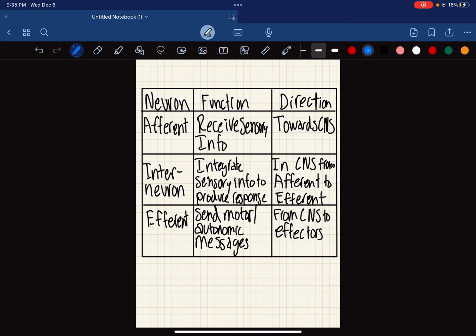So afferent neurons, their function is to receive sensory info, and the direction is from the skin cells, receptor cells, towards the CNS. Interneurons, the function of those are to integrate sensory info to produce a response. And the direction is, it's inside the CNS, but it's from afferent to efferent neurons. And efferent neurons, the function of efferent neurons are to send motor or autonomic messages, and this is from the CNS, the central nervous system, to effectors such as muscles, glands, or anything of the sort.